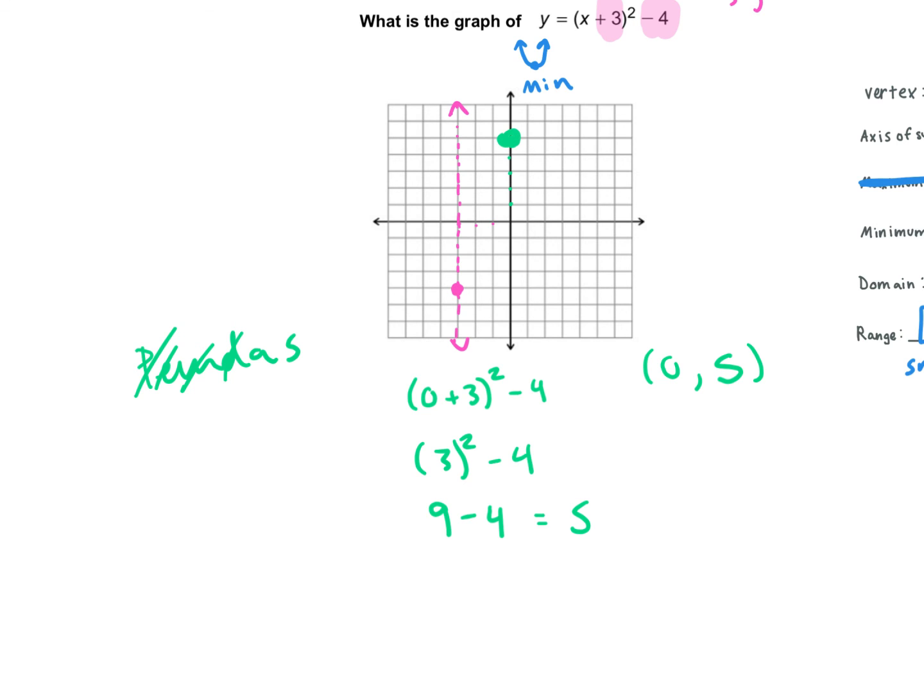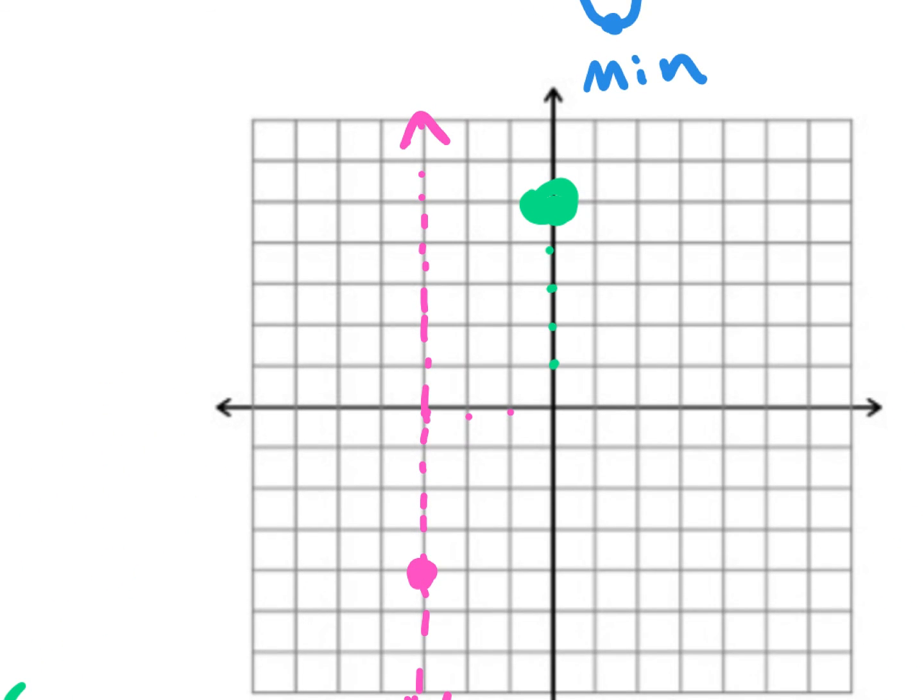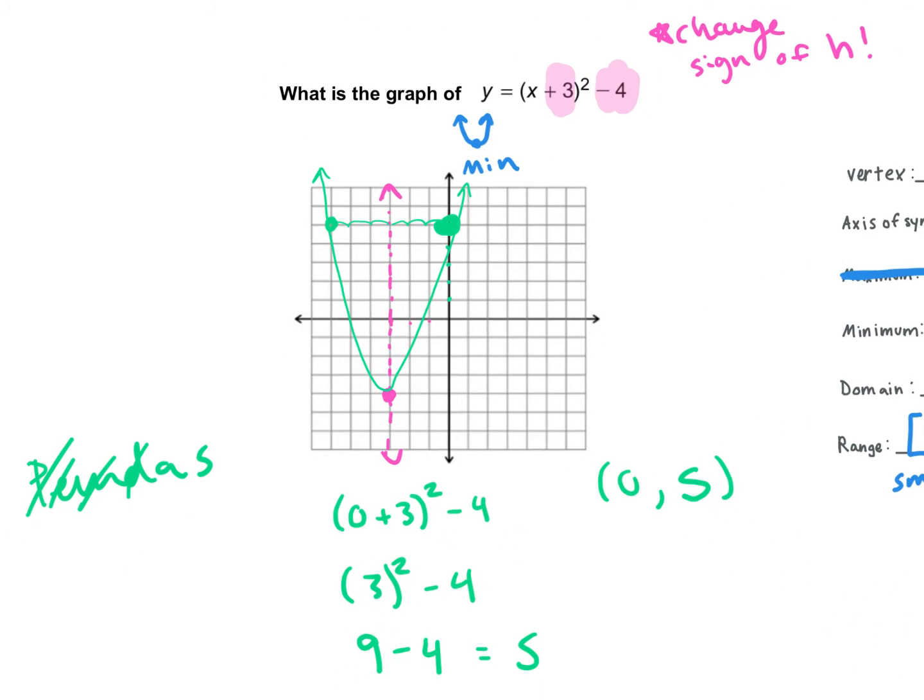So I have a point all the way up here. Okay, so I have a point that is 3 spaces away from my axis of symmetry on the right side. So I need that same point that is 3 spaces away on the left side. And then just connect your dots with your U. So there's my graph.